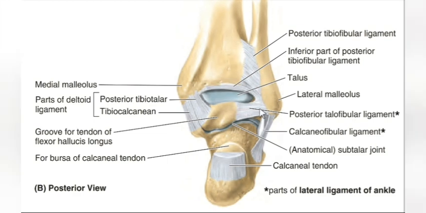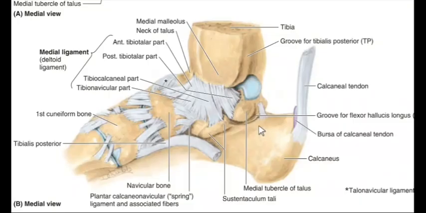The joint is supported by 3 ligaments: the fibrous capsule, the deltoid or medial ligament, and the lateral ligament. In the upcoming slides, we are going to discuss these 3 ligaments in detail. 1. The fibrous capsule. It surrounds the joint, but it is weak anteriorly and posteriorly. The anterior and posterior parts of the capsule are thin and loose to allow the hinge movements. The hinge movements are dorsiflexion and plantar flexion.